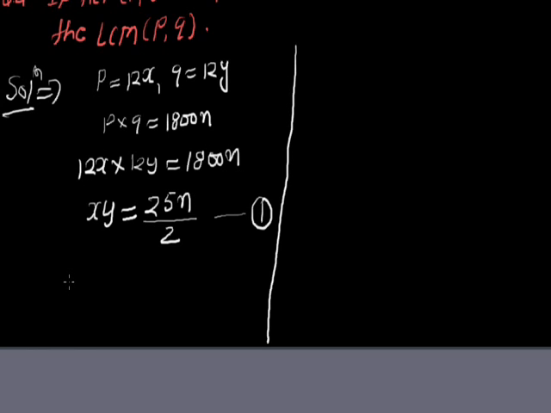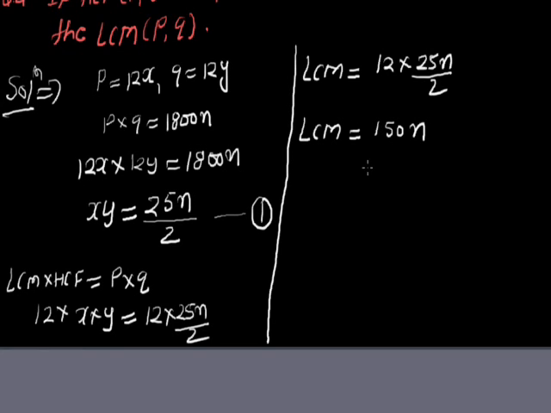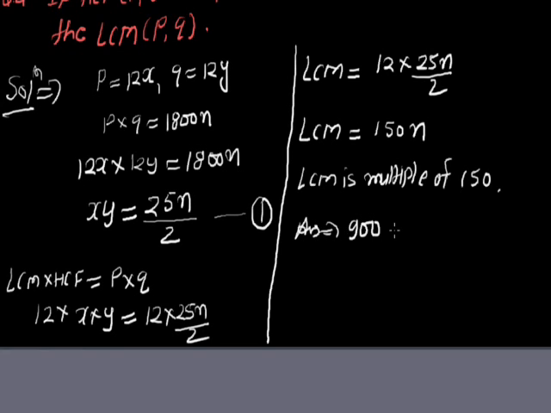Now we have one more property: LCM into HCF of these two numbers is equal to the product of the two numbers. If we substitute the values, then 12 into x into y is equal to 12 into 25N upon 2. If we solve this equation, the LCM of these two numbers comes out to be 12 into 25 into N divided by 2. So the LCM of these two numbers is equal to 150N. Definitely the LCM will be a multiple of 150. That's why we can get that 900 is the LCM of these two numbers.